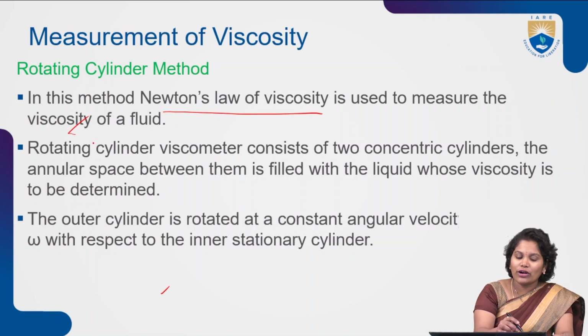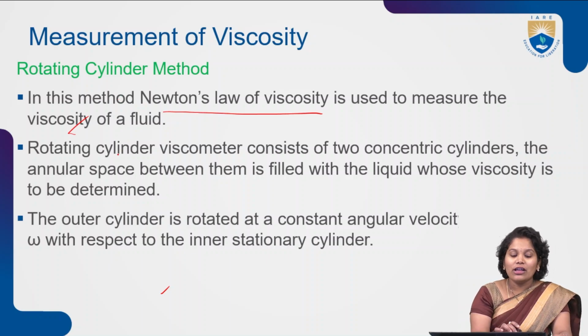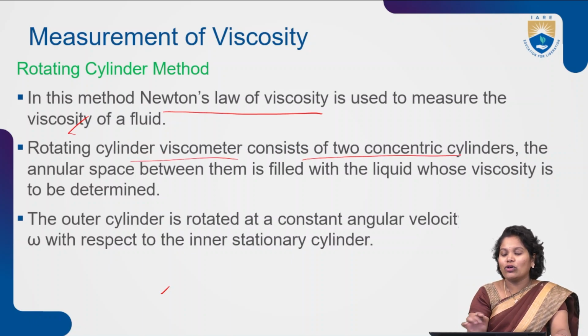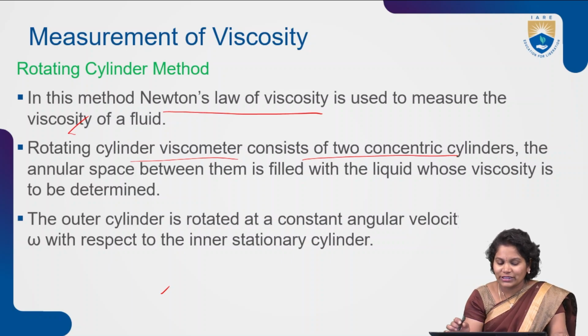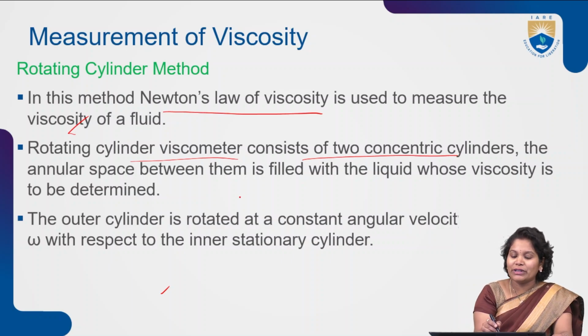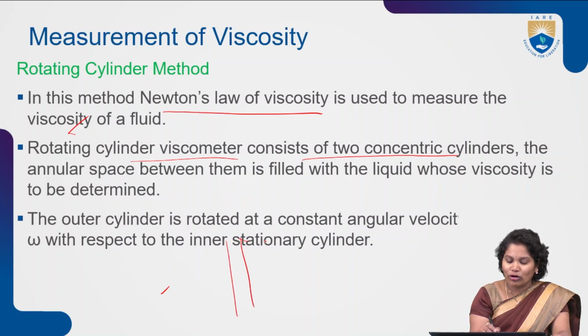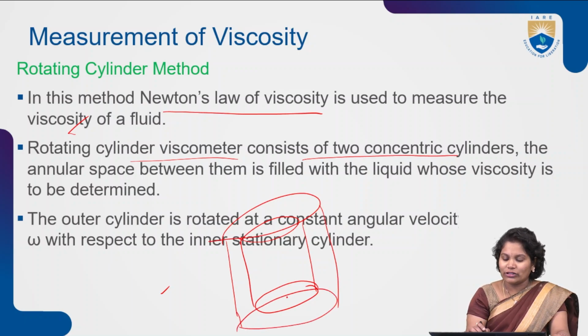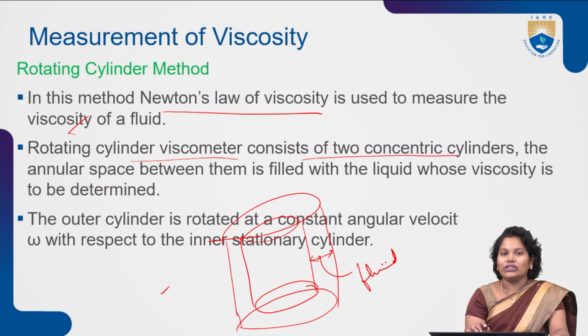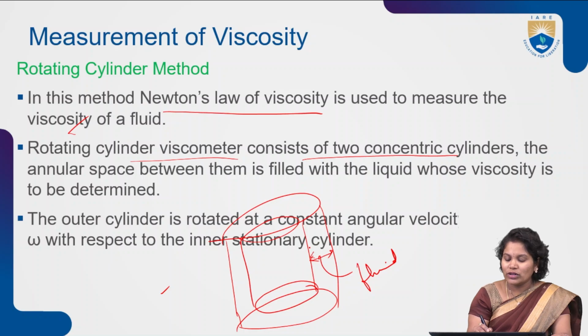To determine the viscosity of the fluid, we are taking two concentric cylinders, an inner cylinder and an outer cylinder. In between these two, the space is filled with the fluid whose viscosity we want to measure. The space between these two cylinders we call the annular space.